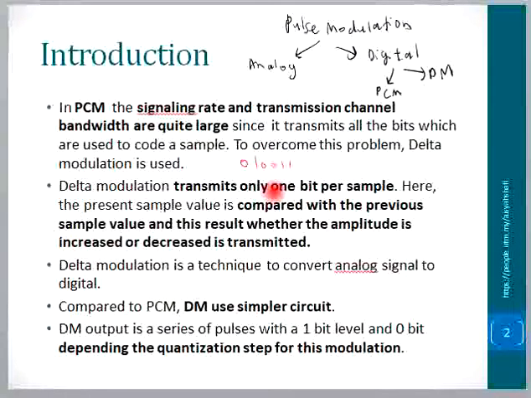And for delta modulation, it transmits only 1 bit per sample. Here the present sample value is compared with the previous sample. So it just compares the current value with the previous value. This delta modulation is a technique to convert analog to digital. Compared to PCM, delta modulation uses a simpler circuit, and it's a series of pulses with 1 and 0 bits.